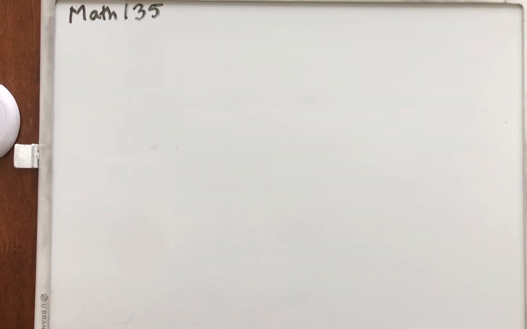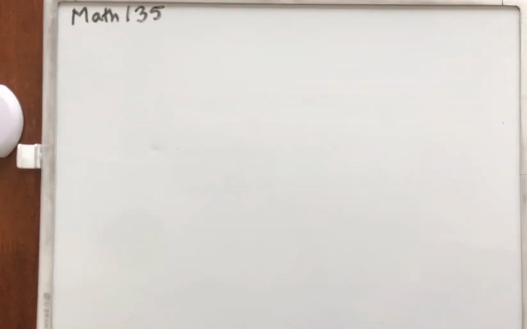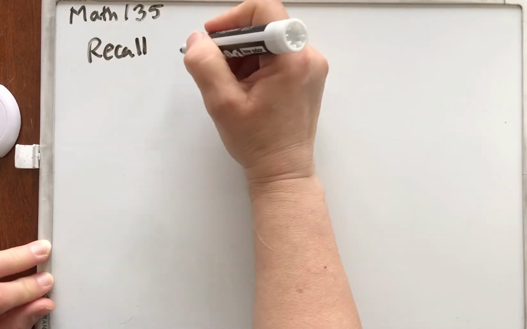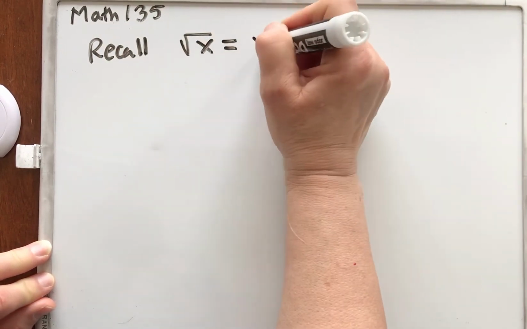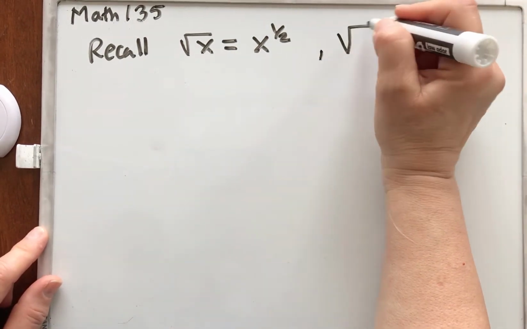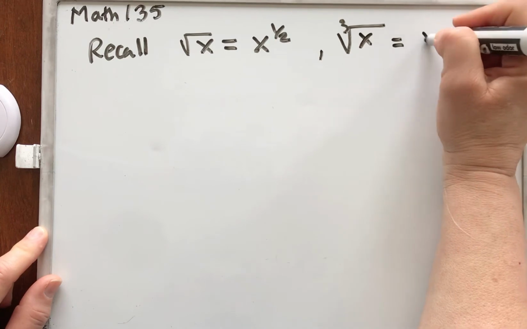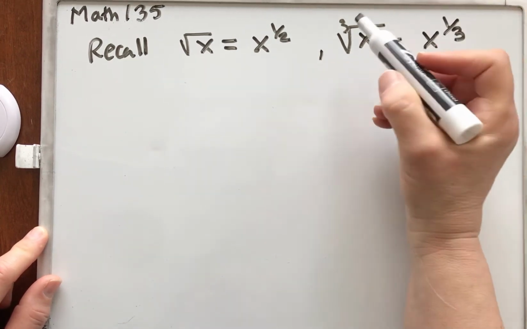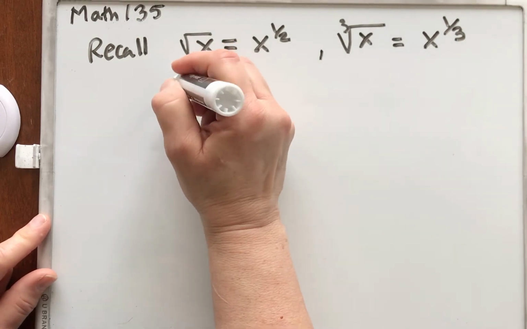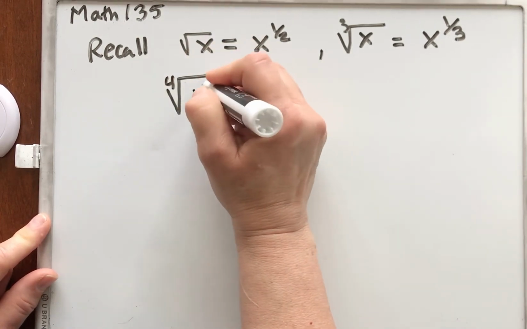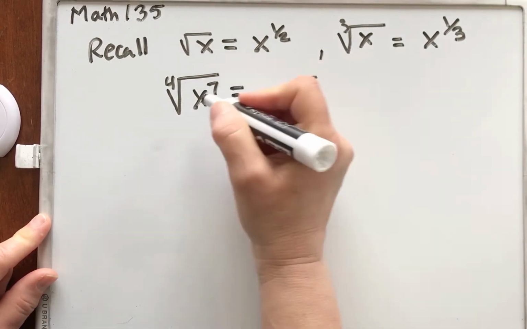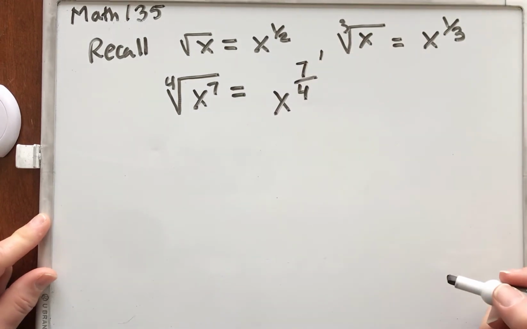I'm going to give you a little bit of review on something. So recall, if we have the square root of x, that's the same thing as x to the 1/2. If we have the cube root of x, that's the same thing as x to the 1/3. So the root is always in the denominator. So continuing forward, if we have the 4th root of x to the 7th, this is the root, so this is the denominator, and then we put the 7 right on top.